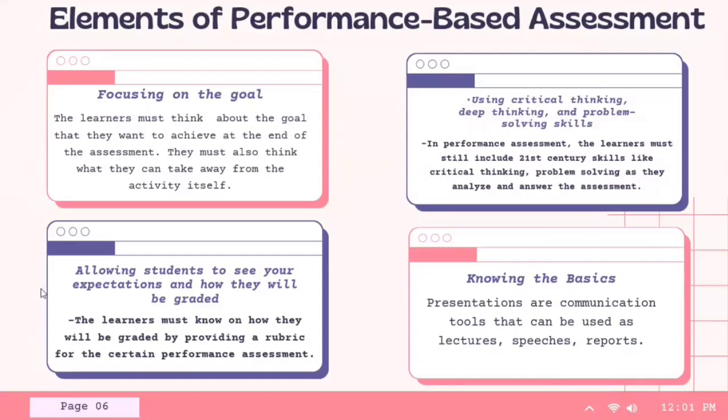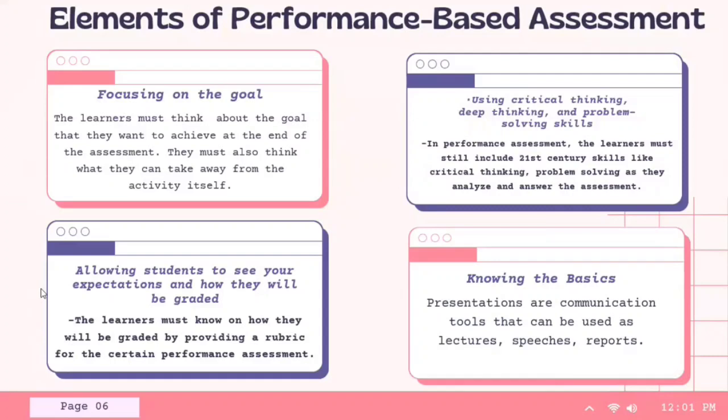Then next will be allowing students to see your expectation and how they will be graded. So the learners must know how they will be graded by providing a rubric for the certain performance assessment. Like what I've said on the purpose of assessment, usually we're using rubrics in this kind of assessment because we need the students to have a guide on what they need to accomplish in that performance assessment.